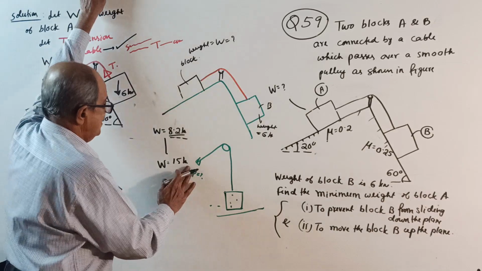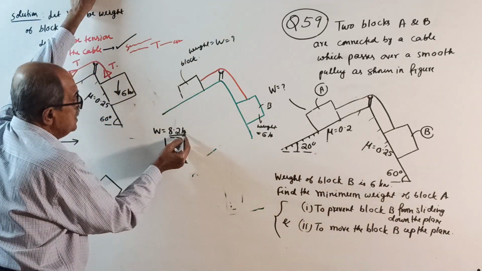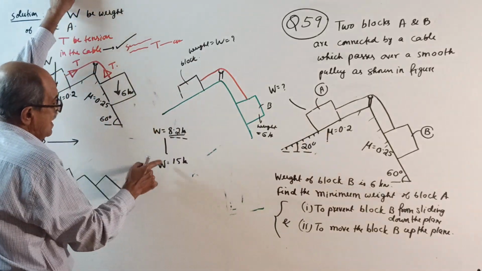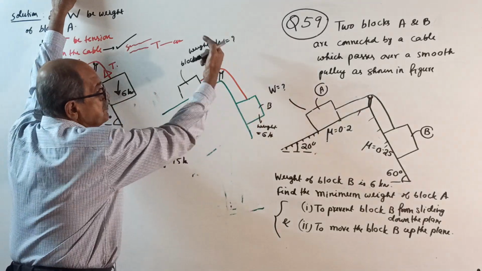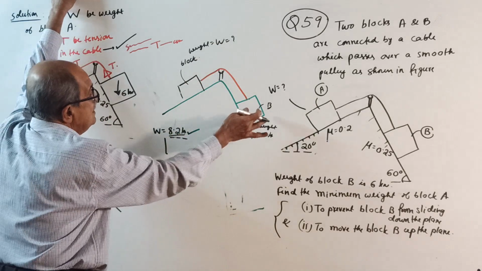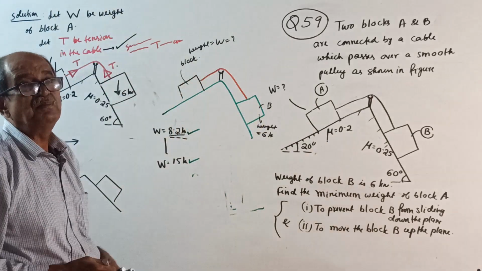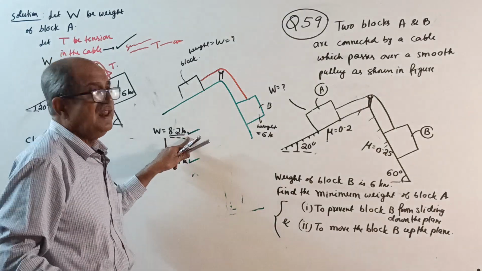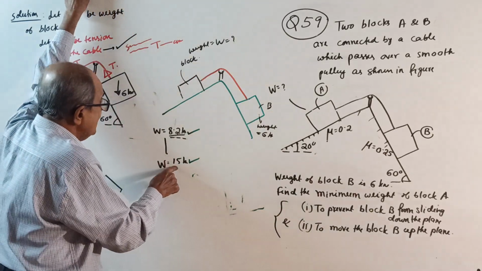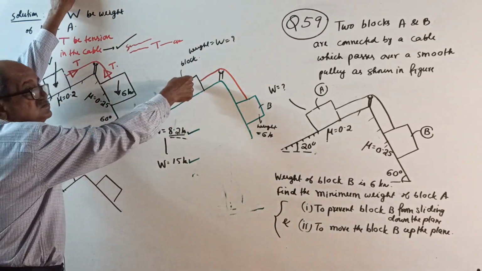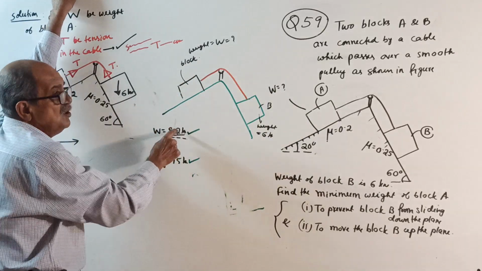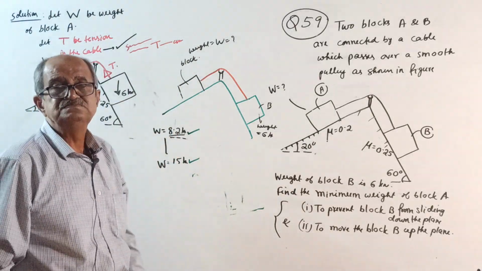So therefore, at 8.2 kilonewton, this will just prevent it from sliding. At 15 kilonewton, it will lift it up. So between 8.2 and 15, this system will be in equilibrium. If you apply anything less than 8.2, this will slide down. If you apply more than 15, this will slide down, then that will go up. So no equilibrium. Between these two, it will be in equilibrium.